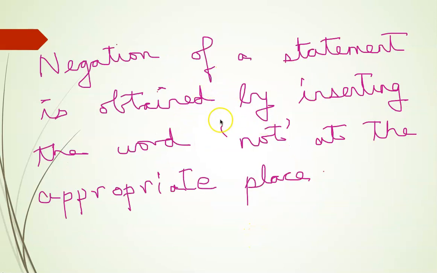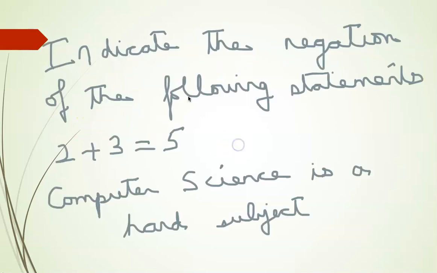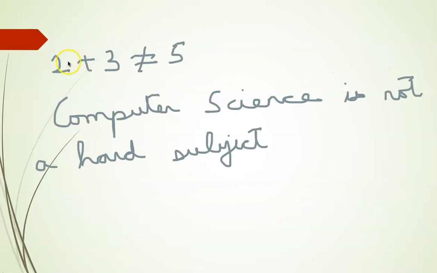Negation of a statement is obtained by inserting the word not at the appropriate place. So negation of P is denoted by this symbol, negation P. So a small question: indicate the negation of the following statements. 2 plus 3 equal to 5. The negation is 2 plus 3 is not equal to 5. Computer science is a hard subject. The negation is computer science is not a hard subject. So we are introducing the word not. So these are the answers.